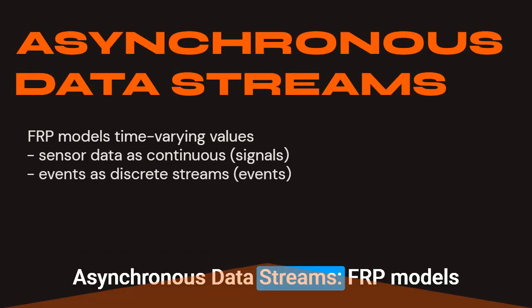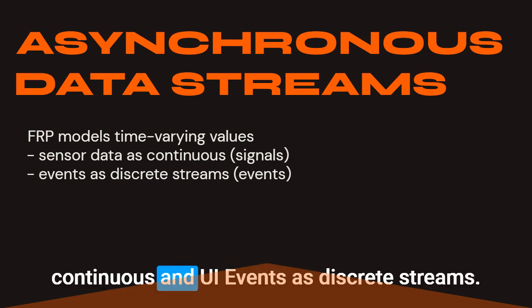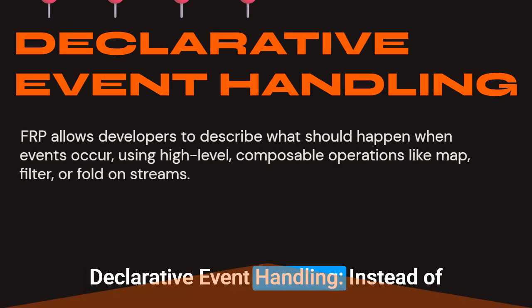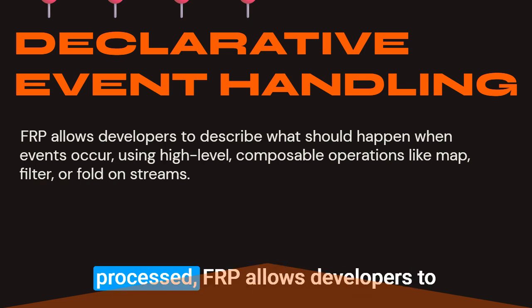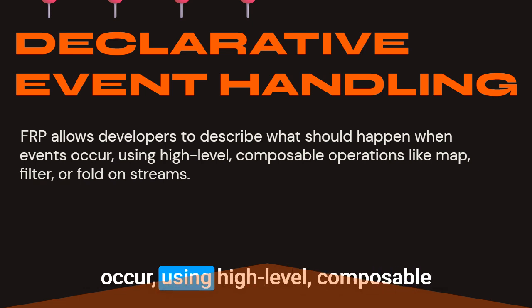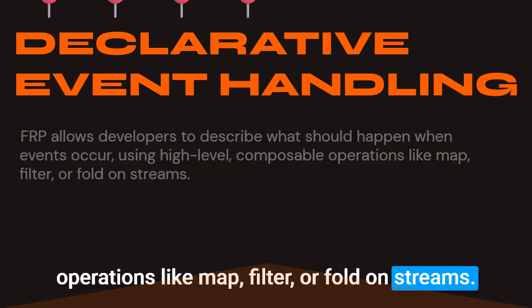Asynchronous data streams. FRP models time-varying values like sensor data as continuous and UI events as discrete streams. Declarative event handling. Instead of imperatively managing how events are processed, FRP allows developers to describe what should happen when events occur using high-level, composable operations like map, filter, or fold on streams.